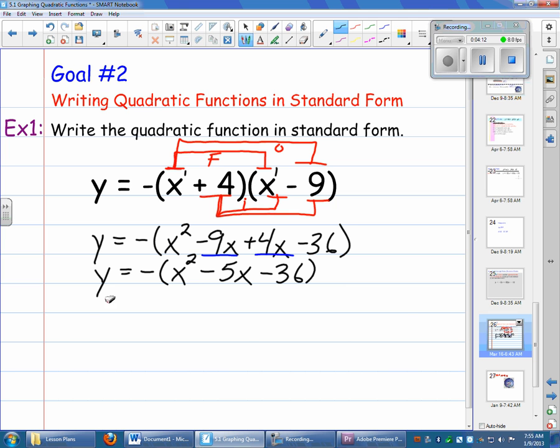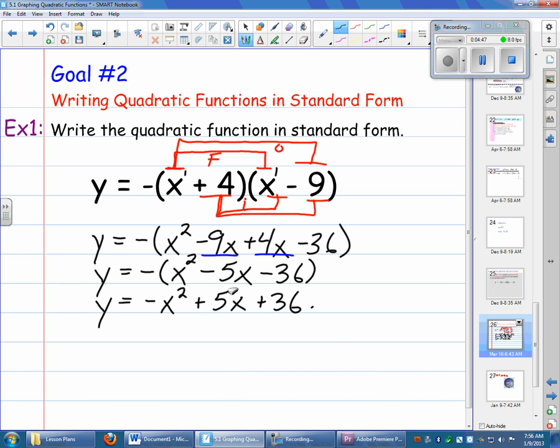That's almost standard form. We've got one last step, and that's to distribute a throughout the entire quadratic. Since a is -1, multiplying by -1 really does nothing except change the sign. It just gives you the opposite. So -1 times x squared is -x squared. -1 times -5x is +5x. And then -1 times -36 changes its sign to be +36. And there we go. Now we have the equation written in standard form.